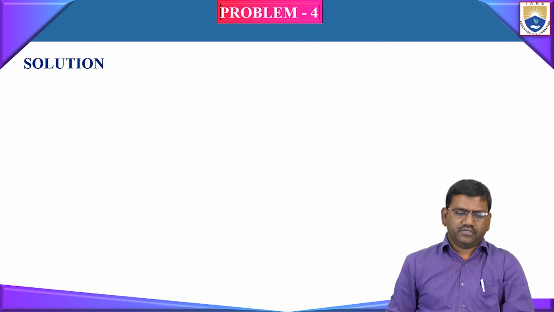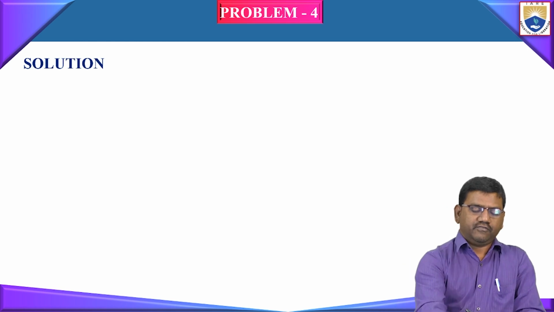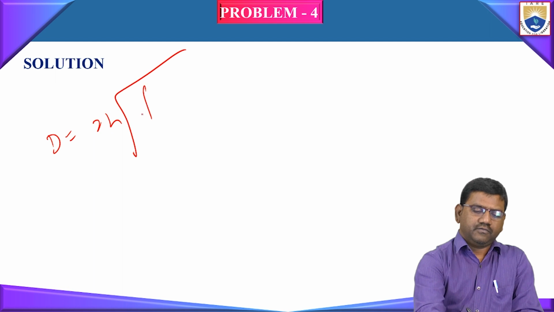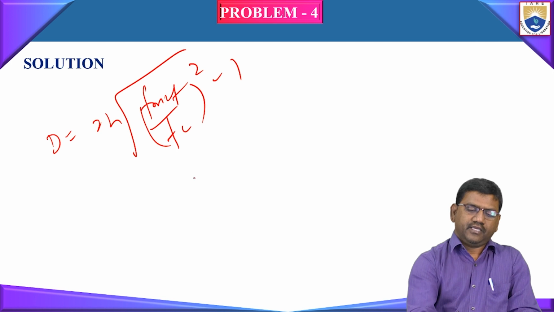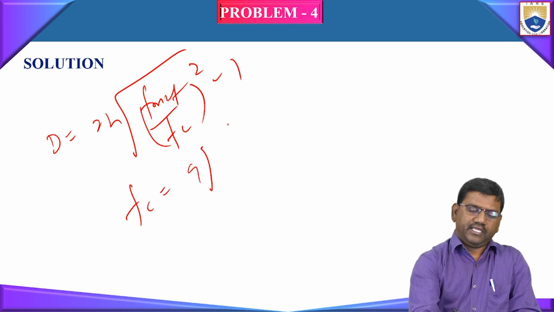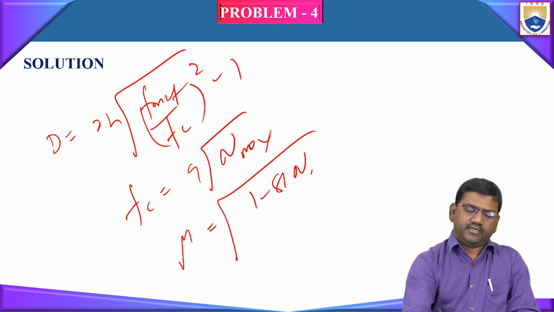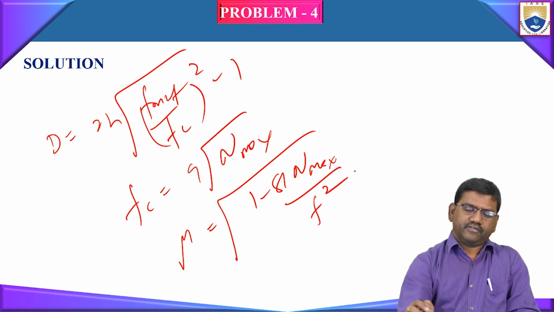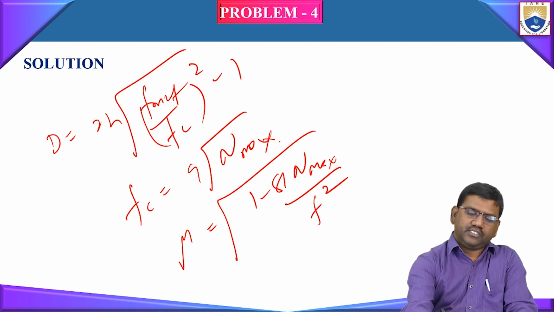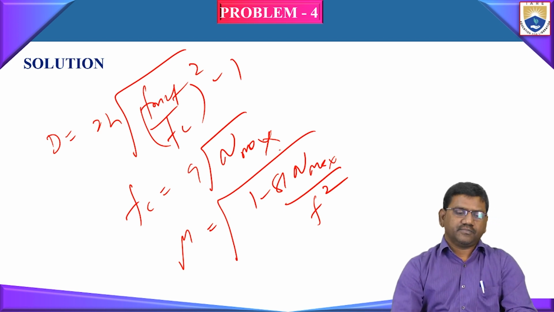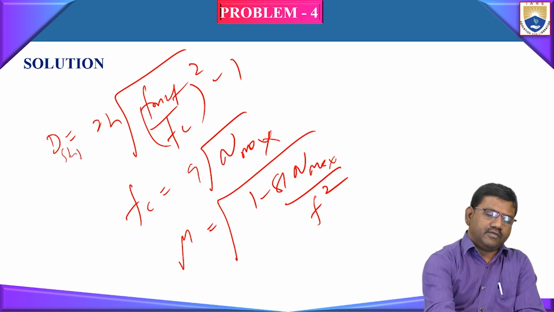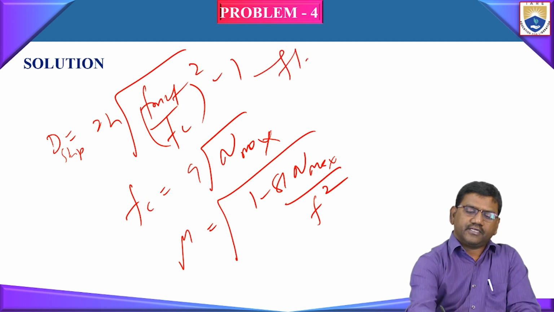So for solving this problem, we should know the value of d. d is equal to 2h into root of (f muf by fc) whole square minus 1. Here we do not know fc. fc is equal to 9 root n max. Here we do not know n max, so we should know the formula mu is equal to root of 1 minus 81 n max by f square. If we know these three formulas, then we can easily simplify this problem to find out the value of d skip. So this is for flat earth.